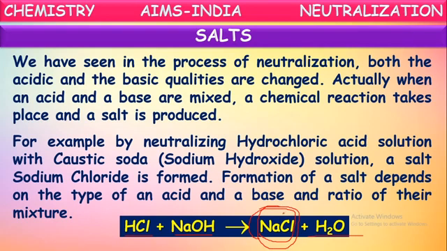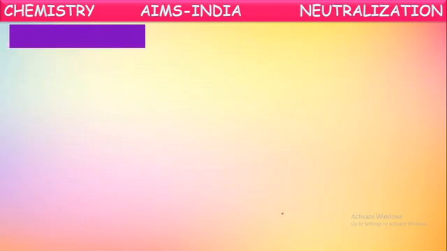Okay, and as we told, the nature of the salt depends upon the acids and bases reacted. Based upon the nature of the acid and base reacting, and based upon the quantity of those two also, the nature of the salt formed will depend. Now let us see the types of salts.